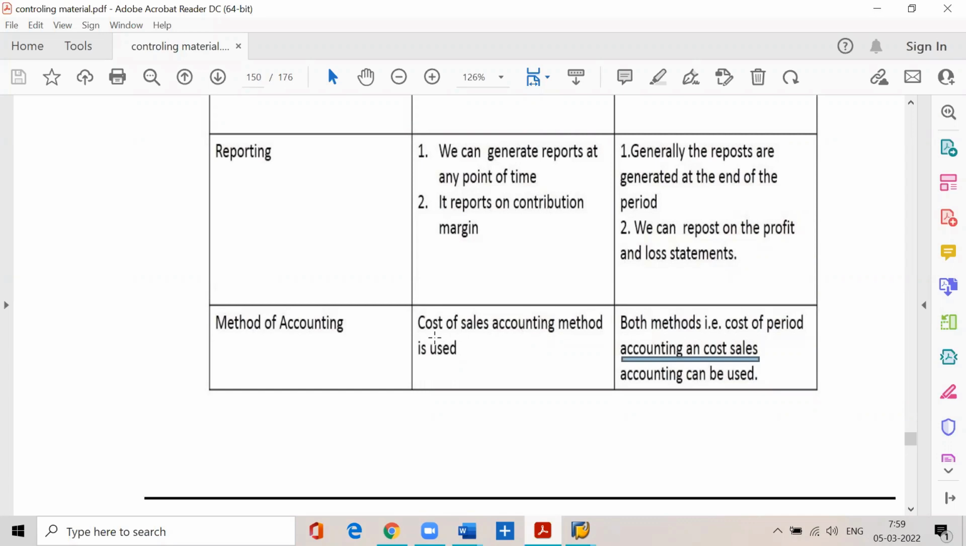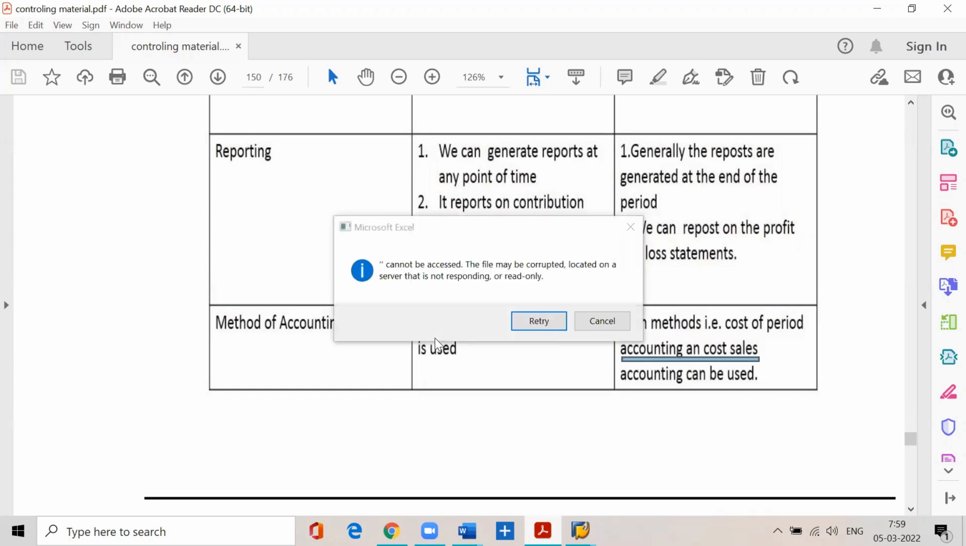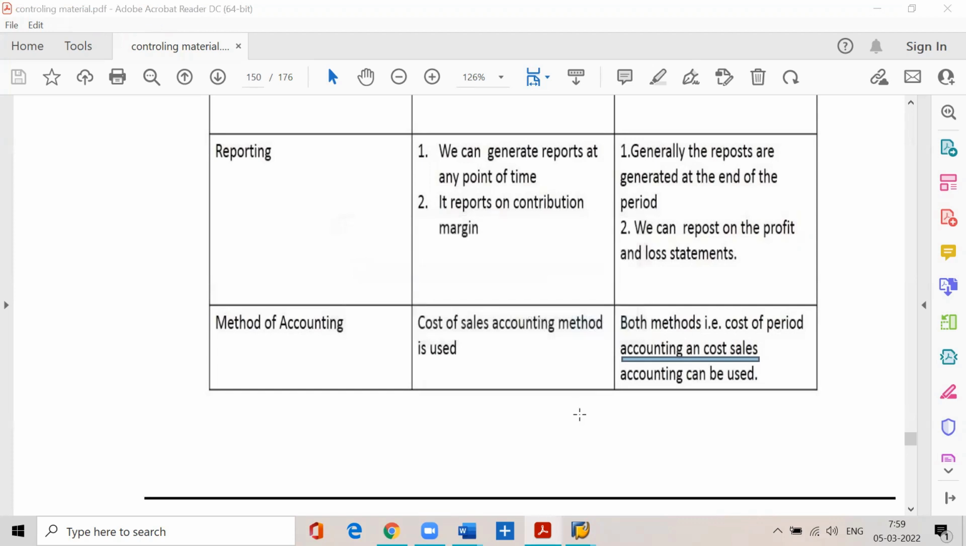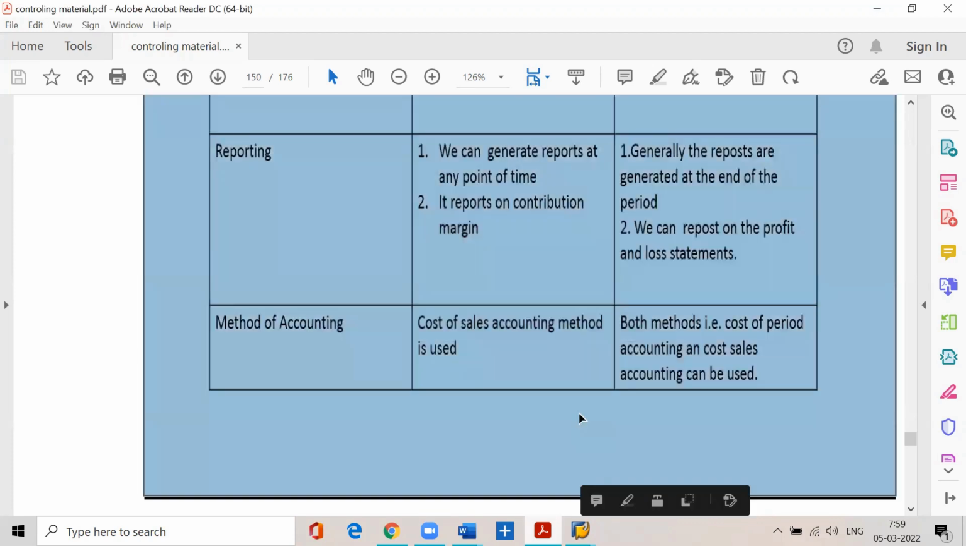So normally, legally also, we always have to follow cost of period accounting. In cost of period accounting, you take into consideration all the expenses incurred in the month, and you compare those expenses with the revenue generated in that period. That means, for example, in the month of March, you have produced 1 lakh units.